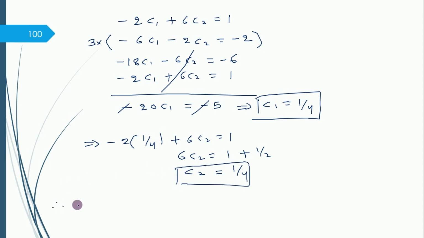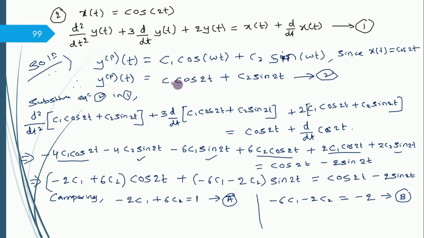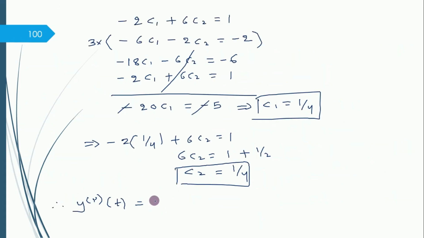Therefore the particular solution looks like this: just substitute C1 and C2 in equation 2, which is here, with cos 2t and sin 2t. So I write it as 1 by 4 cos 2t plus 1 by 4 sin 2t. This is your answer for the question asked.